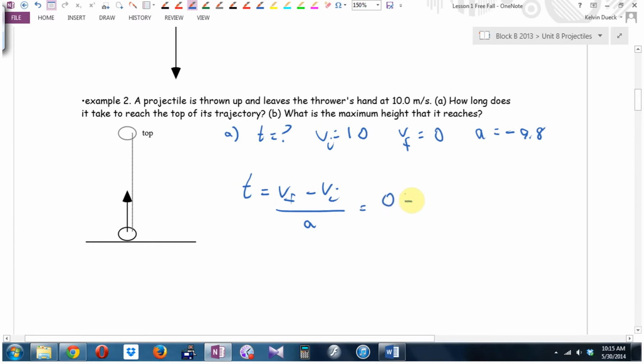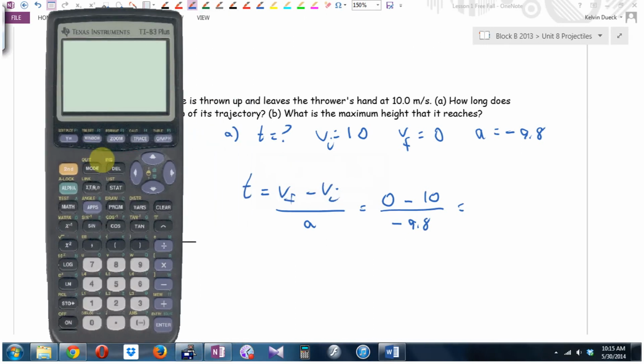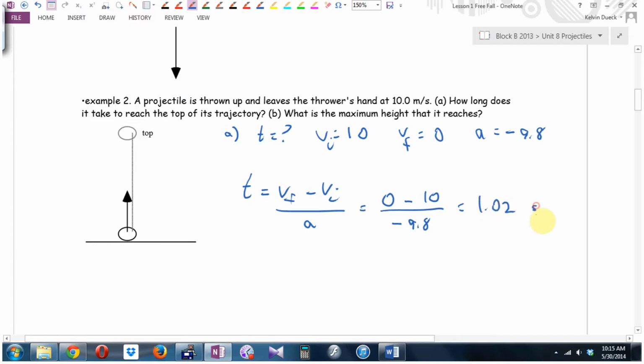0 minus 10 all over negative 9.8. This is almost going to work out to 1. Not quite, but close. Come on, calculator. There we go. More than one number on the top, 0 minus 10. Or you could just type in negative 10, because that's what 0 minus 10 is, divided by negative 9.8. It's almost negative 10 divided by negative 10, not quite. 1.02 seconds.